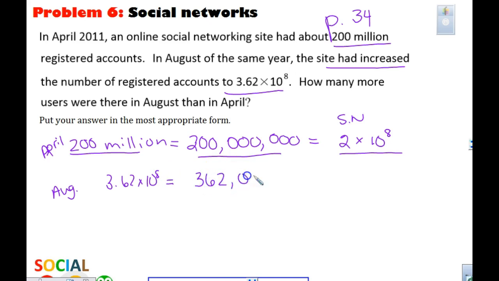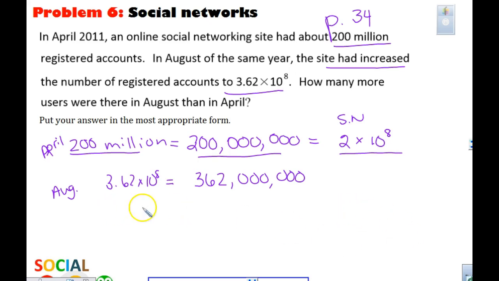362 million, right? With all those 6 zeros behind it, right? Because these are both times 10 to the 8th. And it says how many more users, okay? So if we are looking at how many more users, add, subtract, multiply, divide. What operation am I looking at? Raise your hand. What do you think? What do you think, Lou?